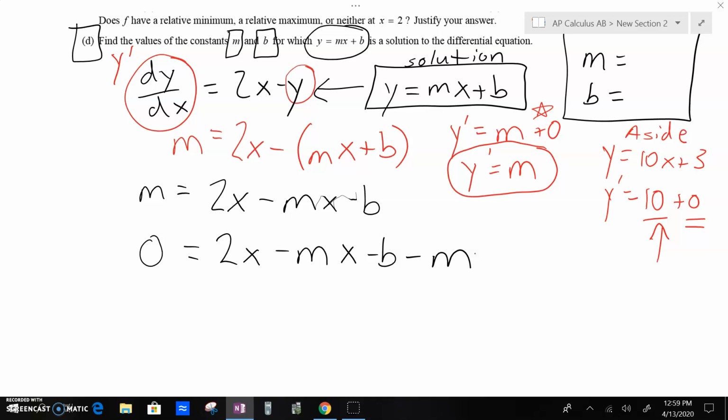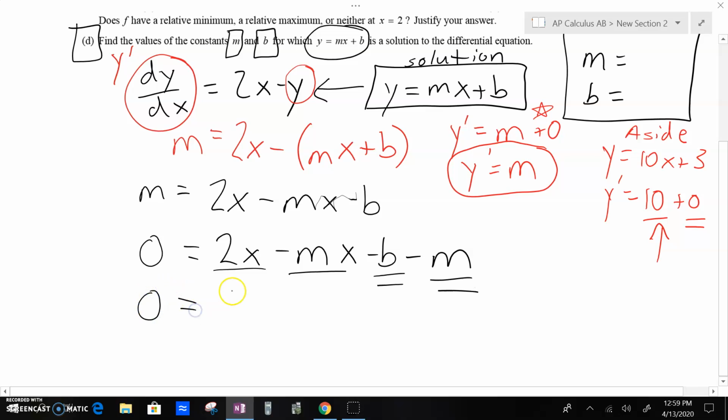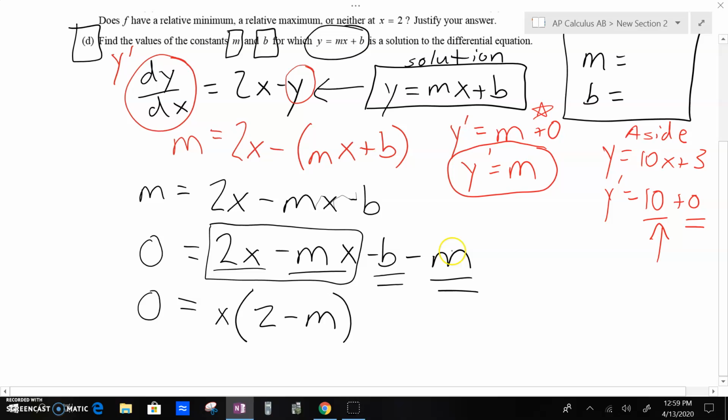Okay, so let's see. I see 2 things that both have an x in it, and then I see 2 things that are just constants. Those are just numeric values. So let's think about that. If I have 0 equals, if I just grab these 2, they both have an x in it, so at a very minimum, I could factor out an x, and I'd have 2 minus m. And these 2, they're both negative, so I guess I could take out a minus 1, maybe? And then I'd have b plus m.